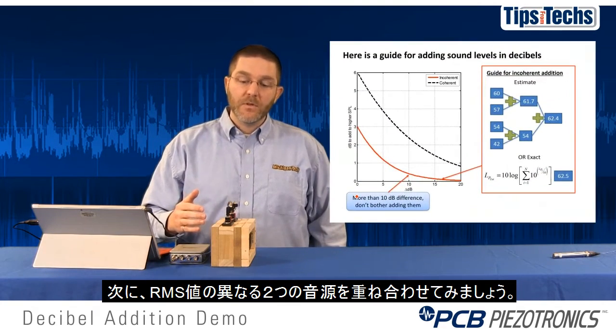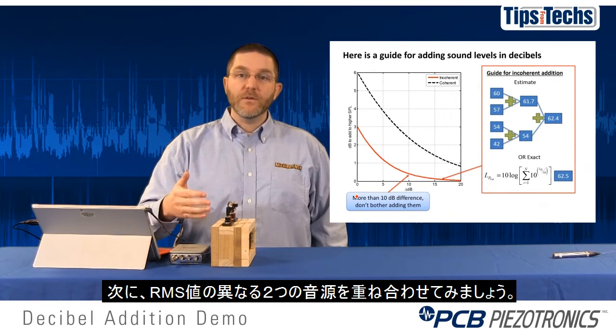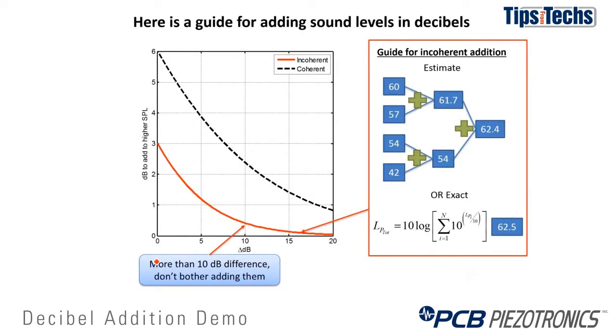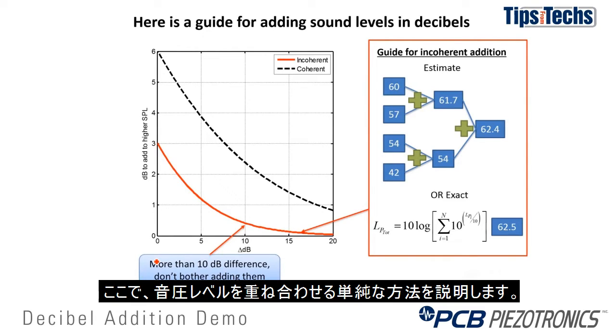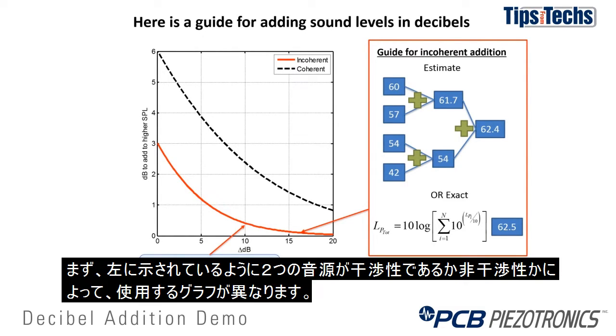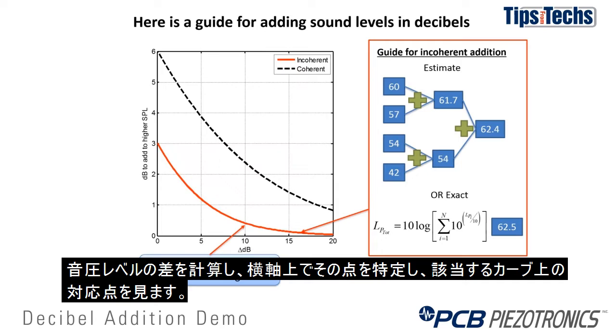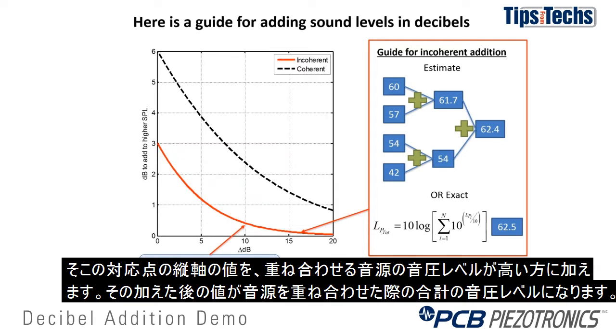Next, we'll look at what happens when we add two sources together with different RMS values. Here you see a simple method for adding decibel levels. First, you choose whether your sources are coherent or incoherent, and then select the corresponding curve on the graph on the left. Select the decibel difference between the two sound pressure levels that you're adding and locate that point on the horizontal axis. Then move up to the curve you've chosen and left to find the decibel level to add to the higher sound pressure level to get the total sound pressure level when the sources are added together.